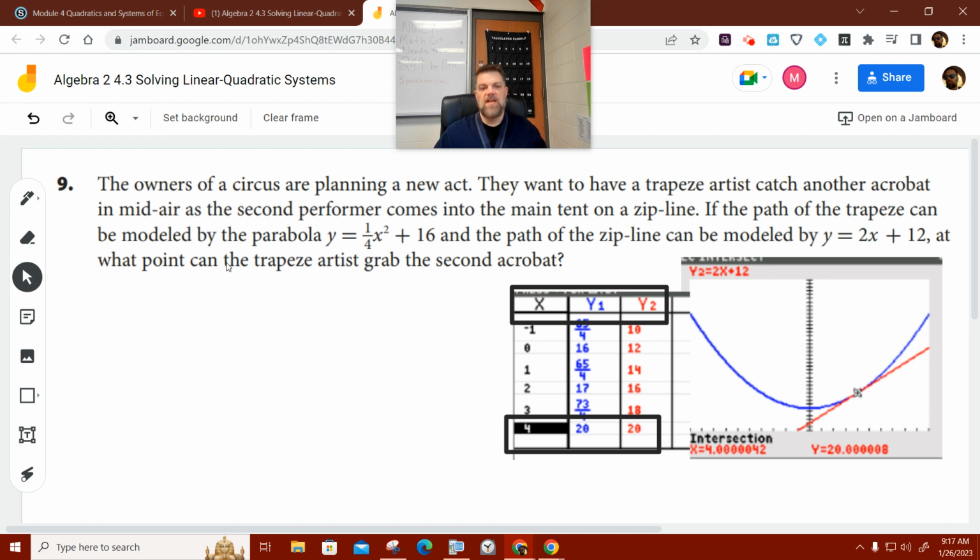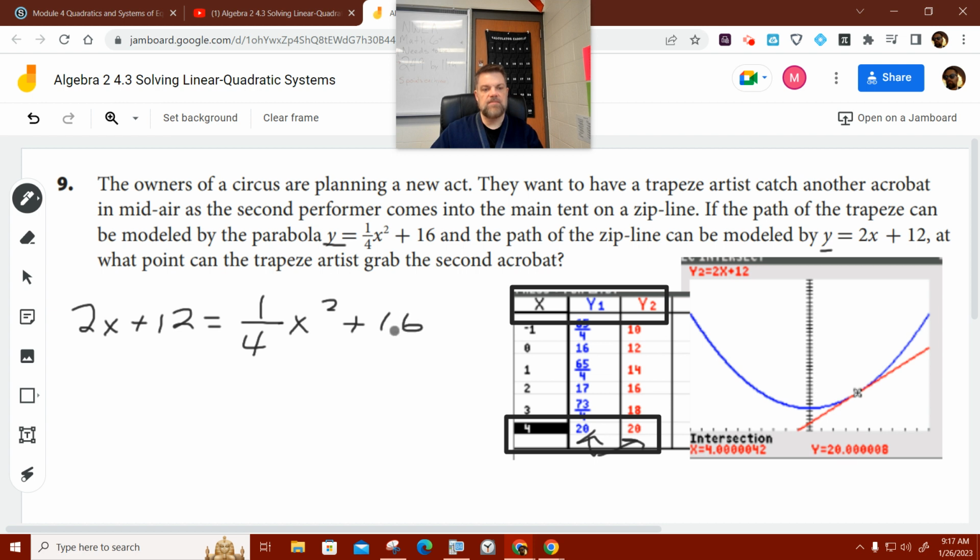So now let's do the algebra. They're both already set equal to y. Sweet. So you know what that means, right? We can just set them equal to each other. So let me grab my handy dandy little tablet thing. I'm going to say that 2x plus 12, which is equal to y. See, because this is equal to y and this is equal to y, and we're looking where they equal y together, where they have the same y value. So I'm going to say 2x plus 12 is equal to 1/4 x squared plus 16.